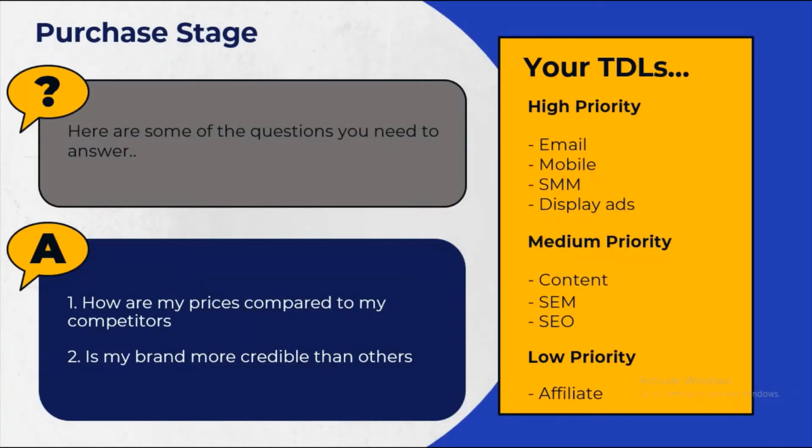Now what are you supposed to do in this stage? The question that you need to ask yourself: how are my prices compared to my competitors? Is my brand more credible than others? Now, for some people, the problem that they will have might not be your price. So for some people, you can say that, okay, my price for managing a social media page is 60,000. Some people might not have a problem with it.